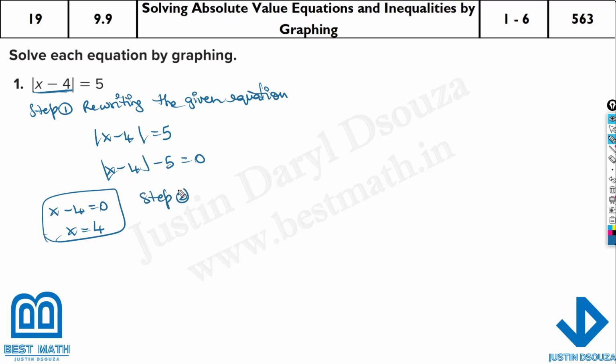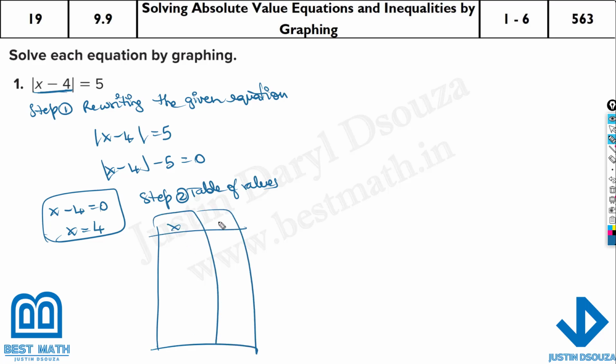Step 2 would be table of values. Now this is the table we make. Sorry, it's a very bad table, but anyway, this is x and this is y. Now what is the x value? You can't just take minus 5 to 5 or anything like that. You have to take the value we got, 4, as the center or the mid value. Take some values less than that and greater than that. I'm going to take values less than 4, that is 3 and 2. That's enough because absolute value functions are linear on each side. You don't need any variations.